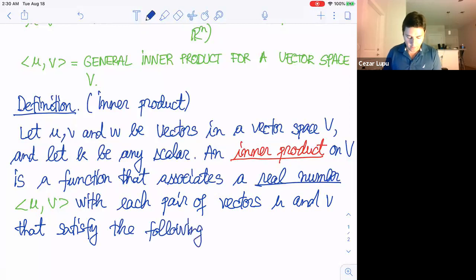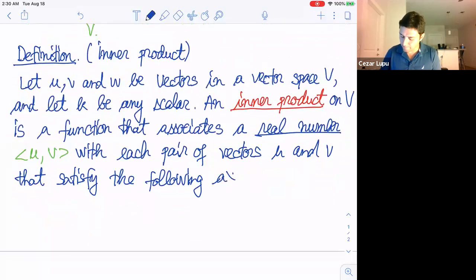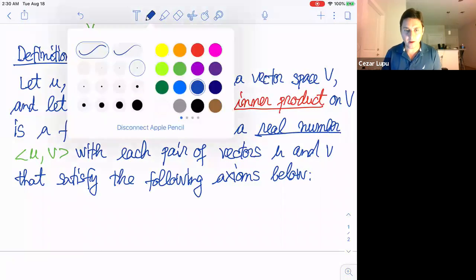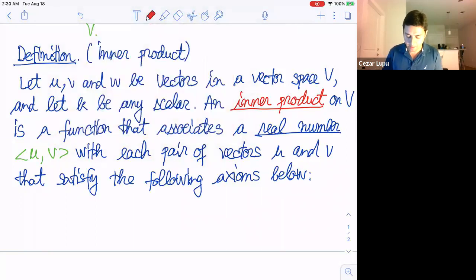Following axioms below. Okay, let's see the axioms. You will see that they're very similar to the ones for the dot product in Rn. The first one is, of course, we have seen the dot product is symmetric, so you can expect the inner product to be the same.